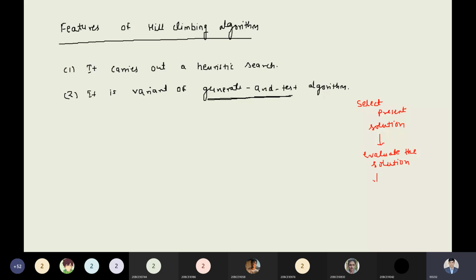Then I have a very big question by applying some parameter. Is my solution the best? This is a big question I have to keep in mind. So yeah, is the solution the best?